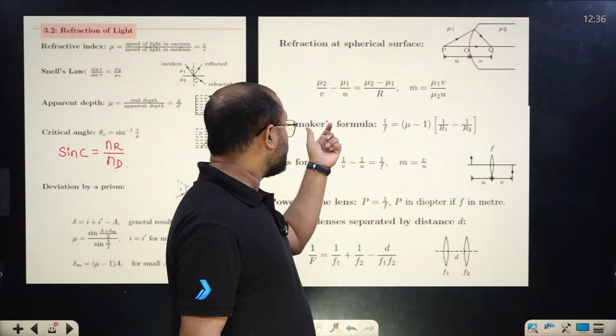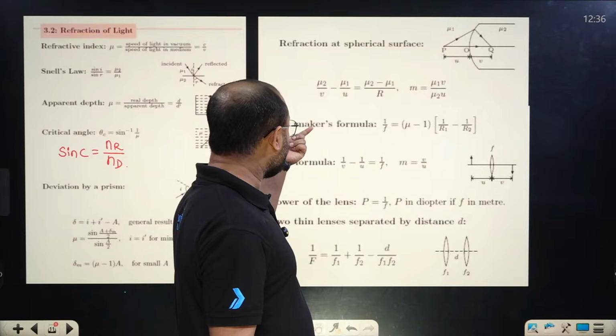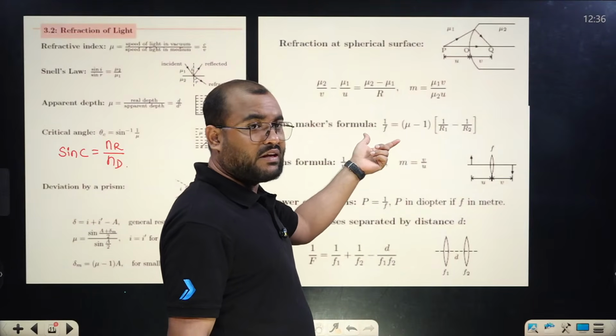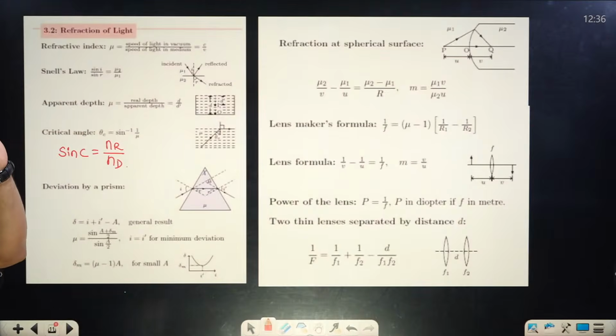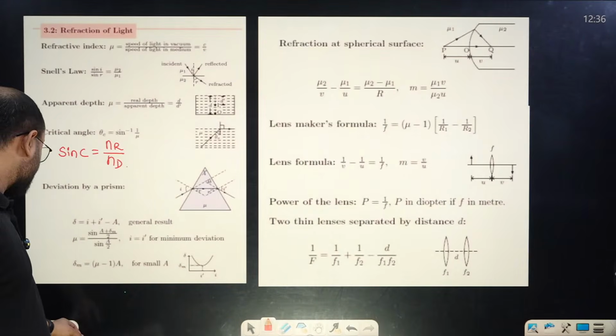So these are the few types of questions that should be there. And then we talk about the lens maker formula. These are very much needed. You should be very much aware of this. Fine, that is what it is. Chalo, let us move forward.